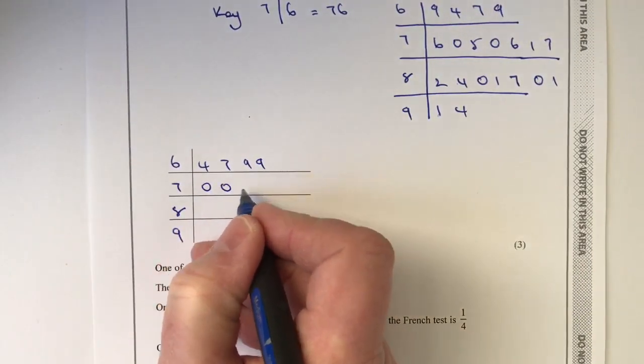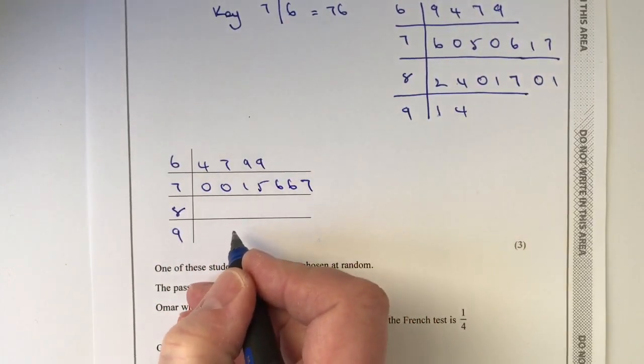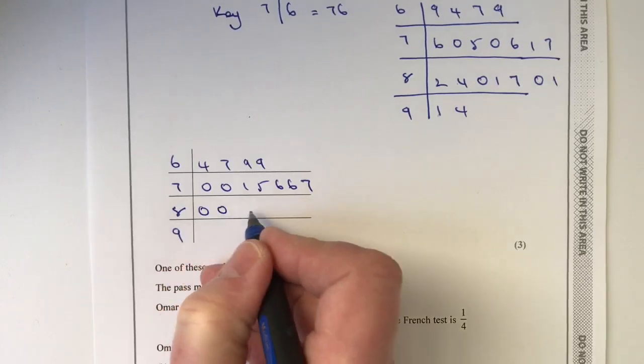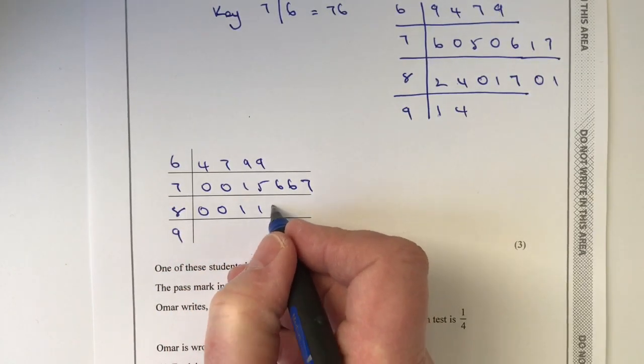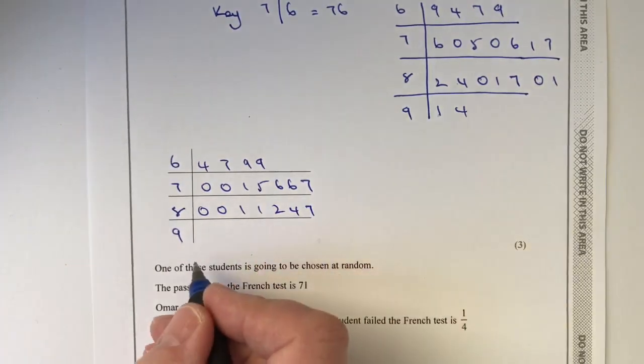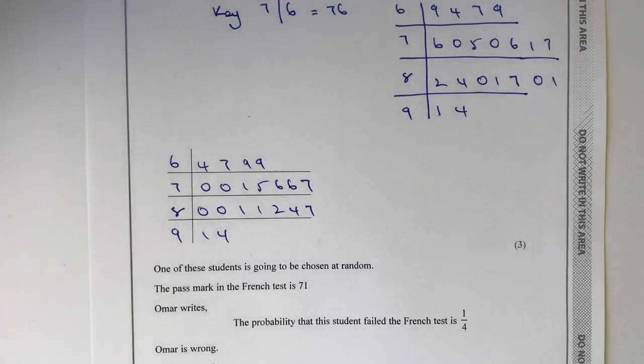Okay, 0, 0, 1, 5, 6, 6, 7. Again for the 8s, 0, 0, 2 zeros, yeah, 1, 1, 2, 4, 7, and then finally 1 and 4 for the 91 and 94. Okay, hopefully that's okay for you, and that would give you 3 marks for that particular part of the question.